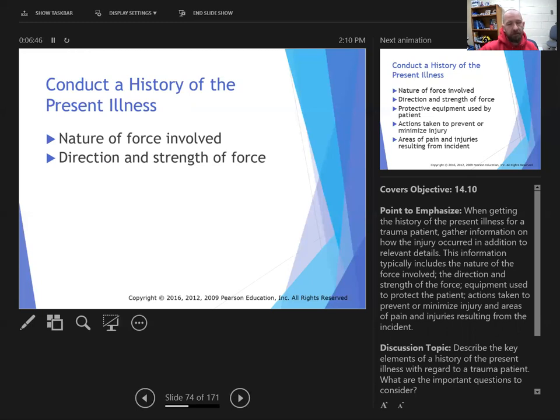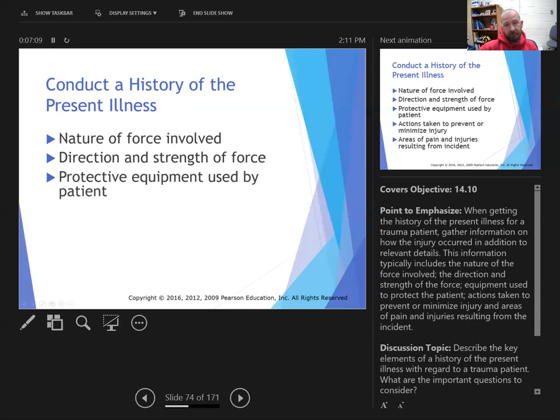Was the bus going 2 miles an hour or 40 miles an hour? Was your patient punched in the head by a 4-year-old or by a 40-year-old? Right? There's the difference there. So we've got to figure out the direction, where the force came from, how it was applied to the body, and how strong it was, right?